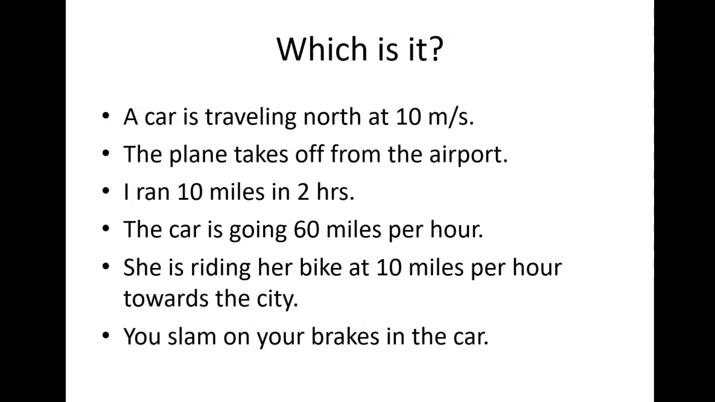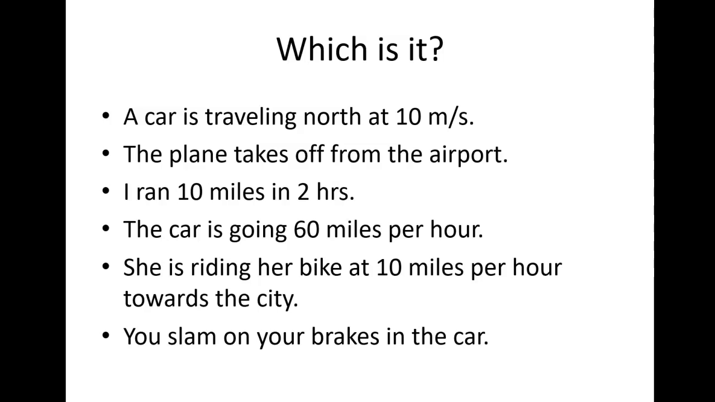So here we're going to go through and identify which is which. If I have a car traveling at 10 meters per second, that means that I have velocity because it's giving me a direction and speed. When a plane takes off from the airport, it's speeding up, so therefore that's acceleration. I ran 10 miles in 2 hours. That is speed because I would take my distance over the amount of time to travel.